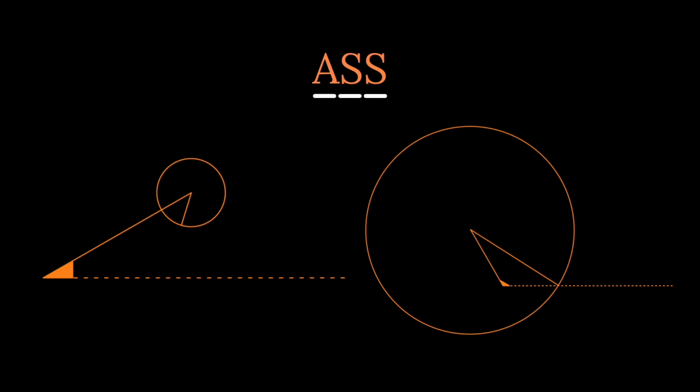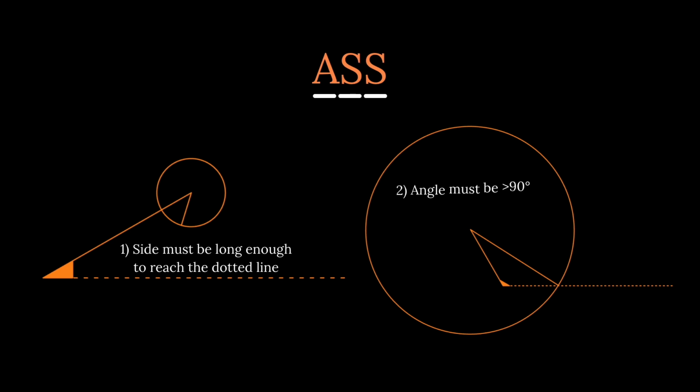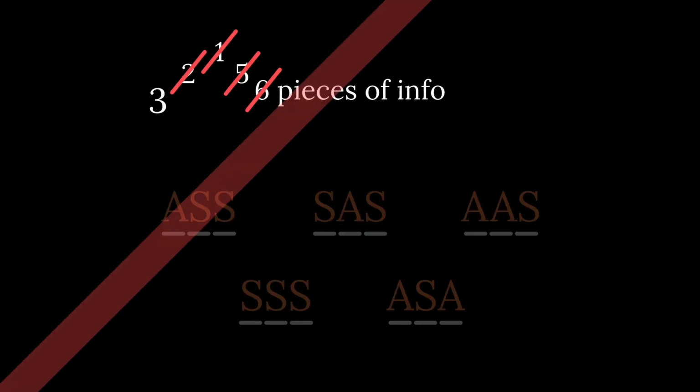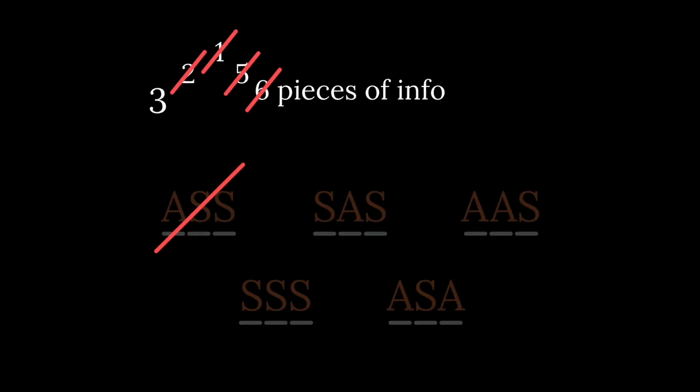Looking across all three groups, we can identify the conditions for ASS to work. First up, the length of the side has to be long enough to reach the dotted line. Second, the angle in ASS has to be more than 90 degrees to ensure only one triangle is possible. These conditions make ASS quite a pain to work with. Hopefully, the SAS option is better to work with.